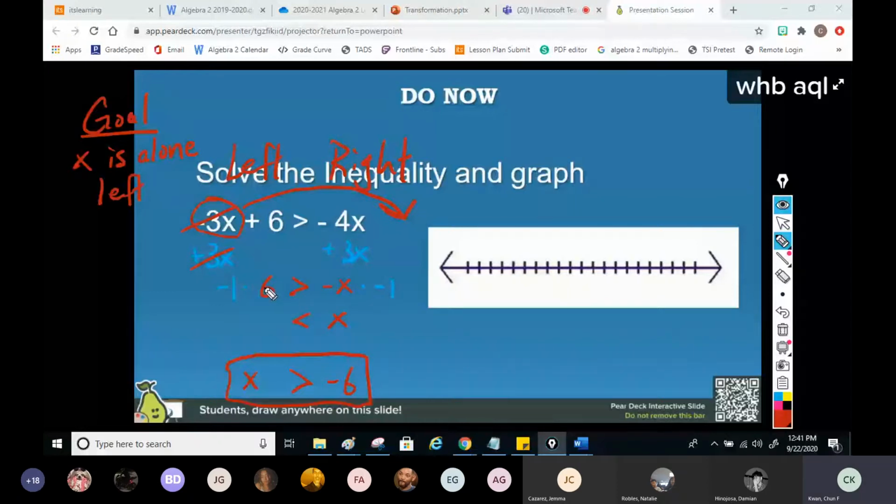And as I say, I highly prefer x on the left side. I really, really want x to be on the left side. So I'm going to flip the whole thing. Put the x to the left, flip the inequality sign, and then put the -6 right here. And you will get the exact same answer.